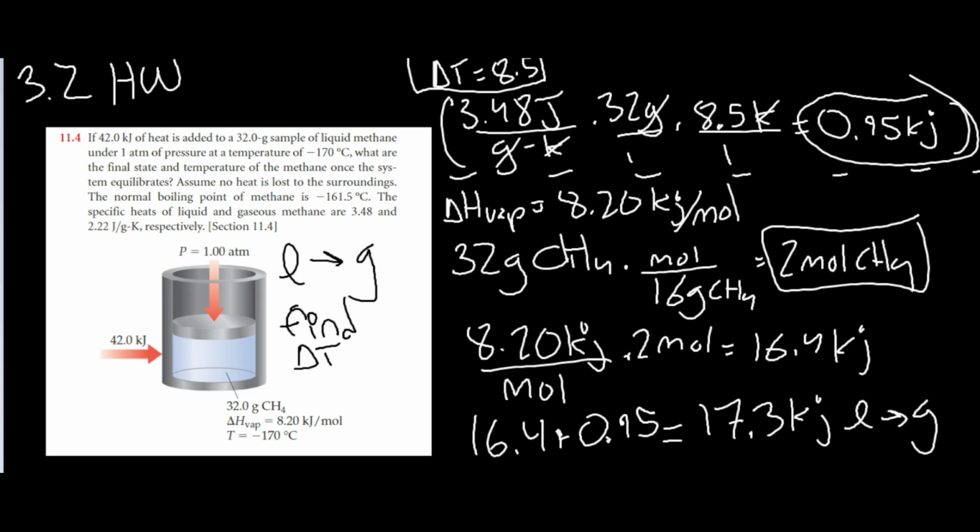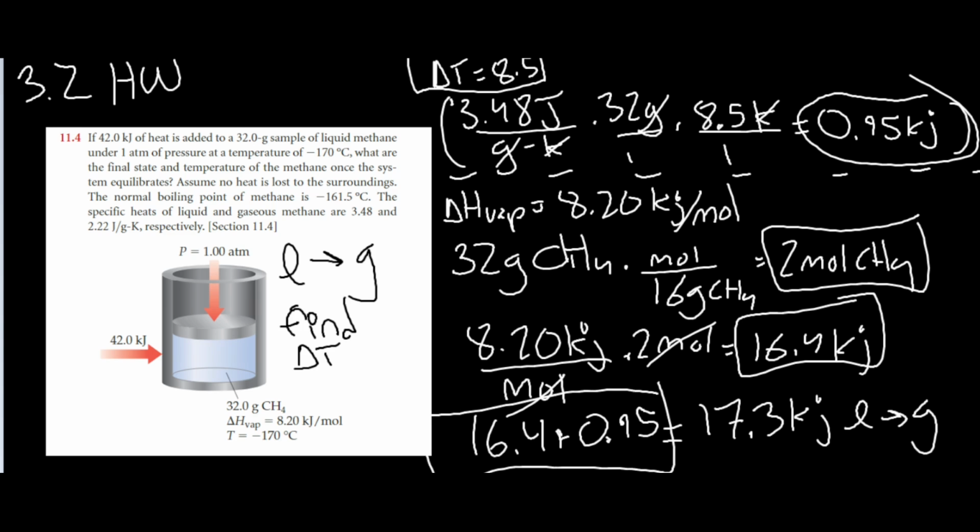And then we use that for our calculation, 8.2 kilojoules per mole times 2 moles, moles cancel out, and we have 16.4 kilojoules. And then we add those two values up, and we have 17.3 kilojoules. And that gives us the amount of energy that's needed to convert from a liquid to a gas, and then we can use the rest of that energy to find the change in temperature. And that's what I will do next.